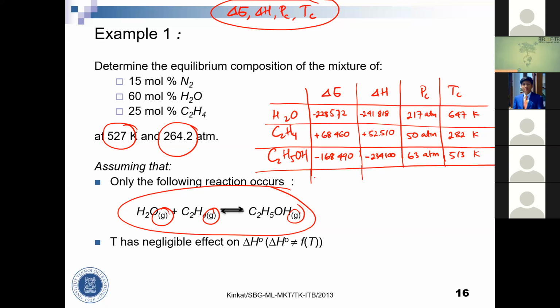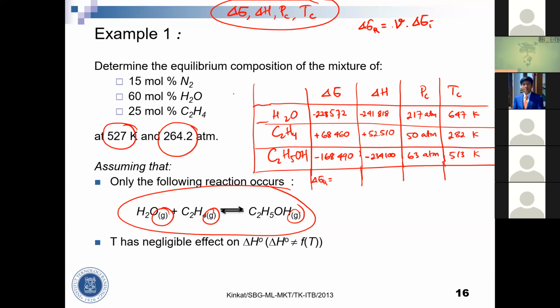What we do next is evaluate the delta G and delta H of the reaction. So delta GR equals the sum of the coefficient times the delta G of each component.